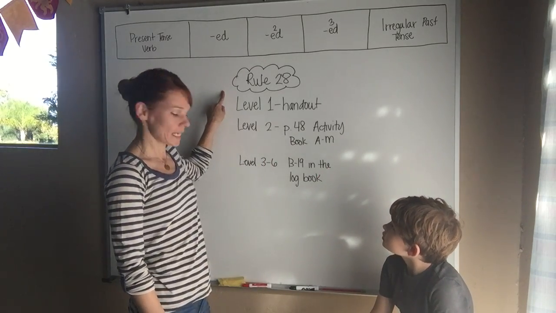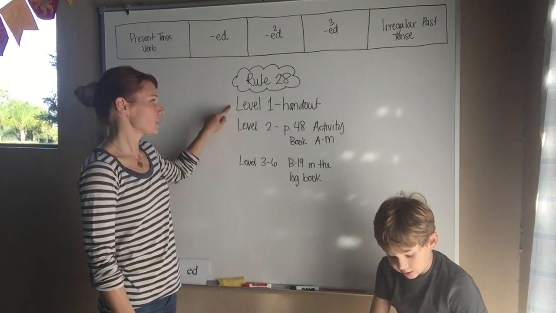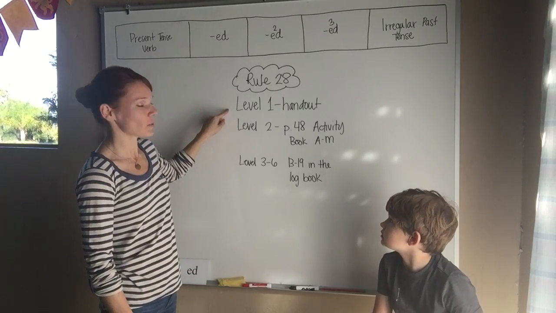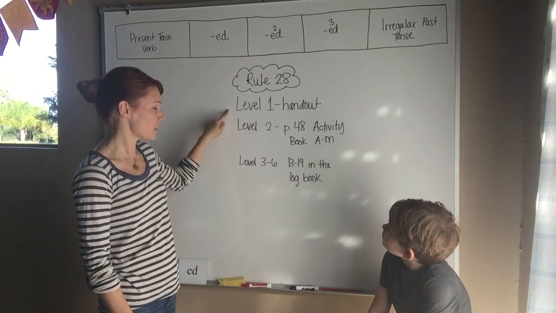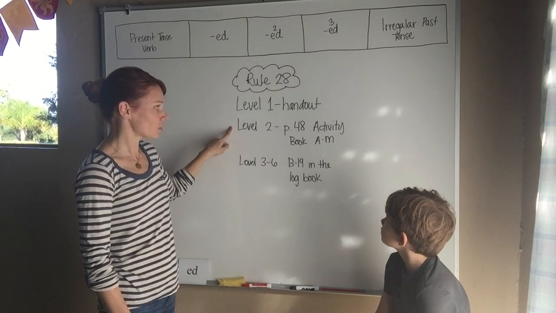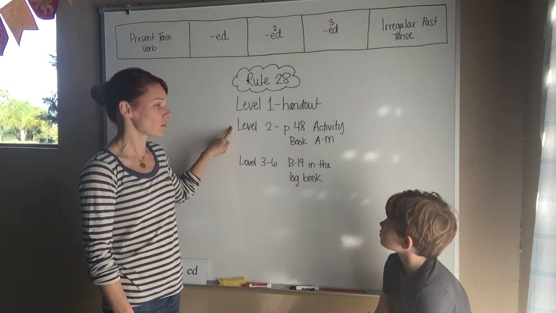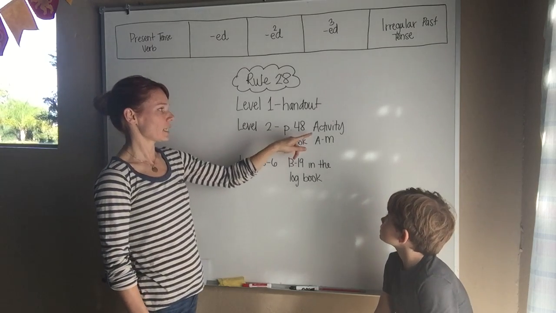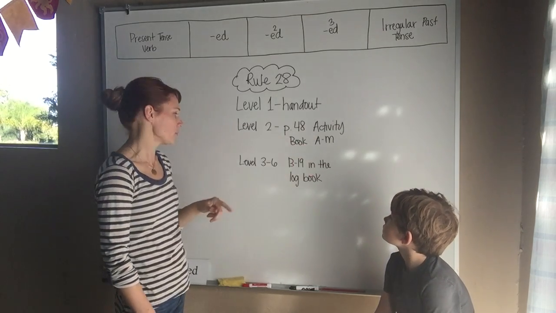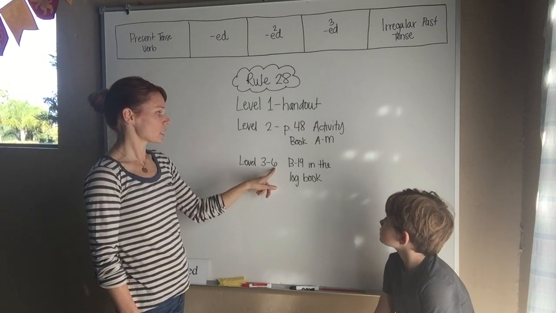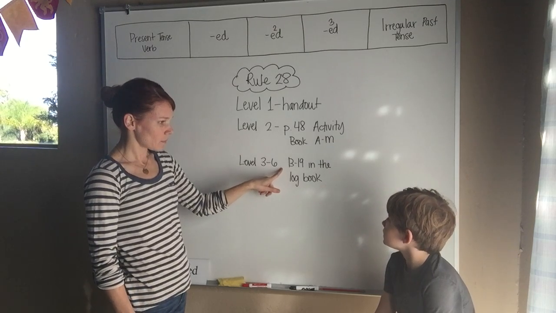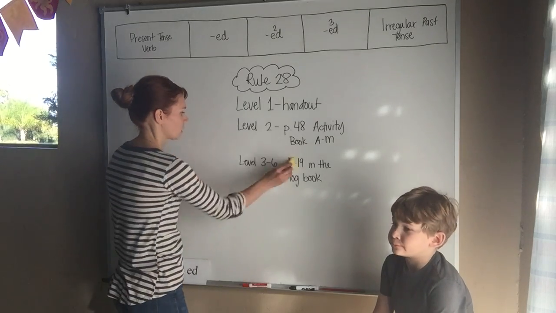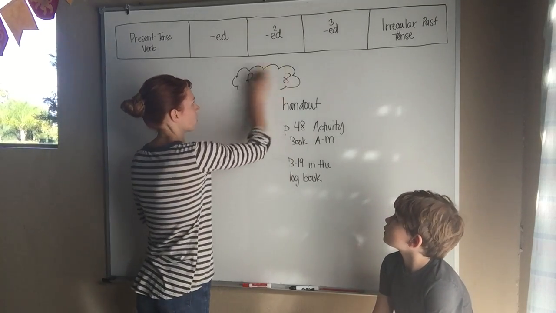So it's rule 28. If you're in level 1, you're going to do this. Hold on. Let's go in order, okay? If you're in level 1, you're going to do it on the handout that I made that I emailed. If you're in level 2, you can do it either on the handout that I emailed or as part of list H2, page 48 in your activity book for lists A through M. Or if you're in levels 3 through 6, you're going to go to what page, buddy? B19 in the logbook. All right? So let's erase this so we have room.